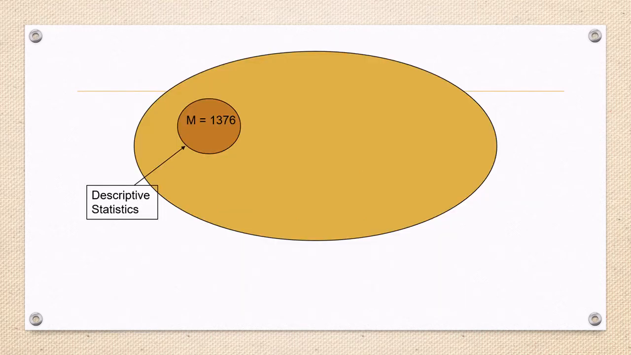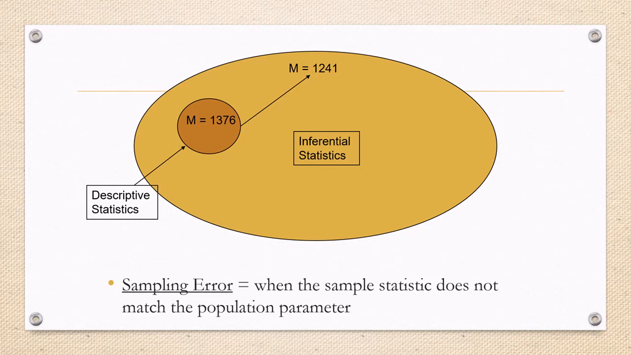Once we have our sample descriptives, we try to generalize or infer about the population, about the parameters of the larger population. So if our descriptive statistics has a mean score of 1376, we will try to infer to the larger population. However, it's not always going to match. In fact, it rarely will. When our sample descriptive statistics do not match the population parameters, we call this sampling error.